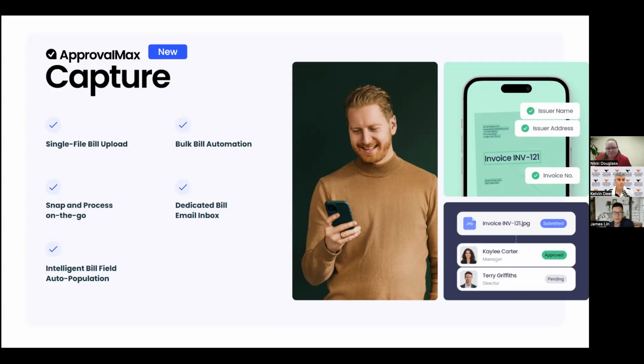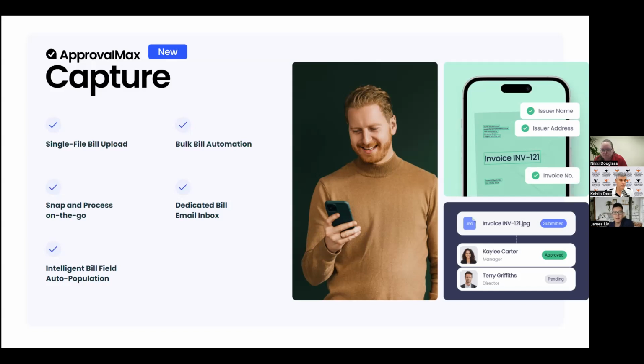You've got snap and process on the go, so this is going to help save a lot of time. You're able to take a photo and then upload that straight into ApprovalMax whenever you're on the move. So you've got the option there to do paper invoices by taking a photo, or uploading PDF invoices as well. That depends on how you're receiving them.